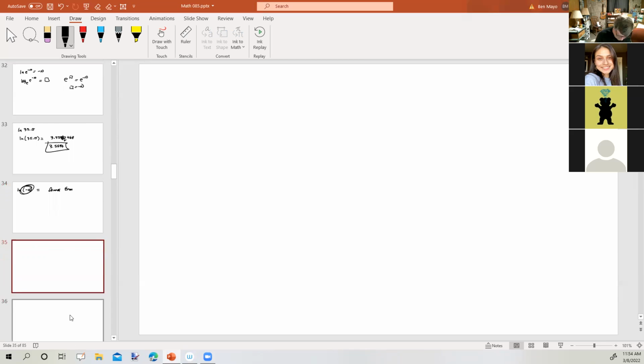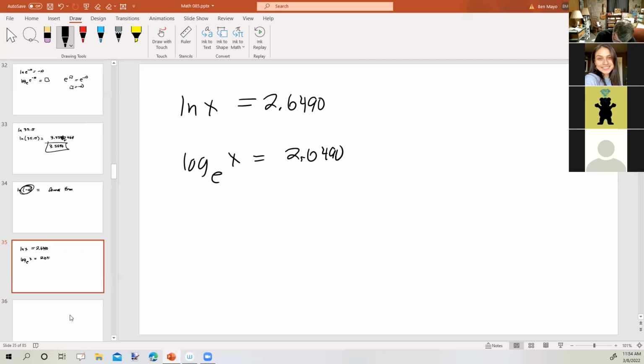Okay, or how about this one? It says solve each equation. Natural log of x equals 2.6490. You should notice that this assignment is very similar to a previous assignment, in fact, yesterday's assignment, or was it 2 days ago? Except that we're using base e, log base e, to just get used to that. So if the natural log of x equals 2.6490, that's like saying log base e of x equals 2.6490. So that means e to the 2.6490 power equals x.